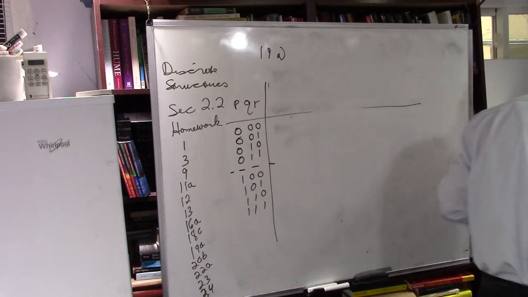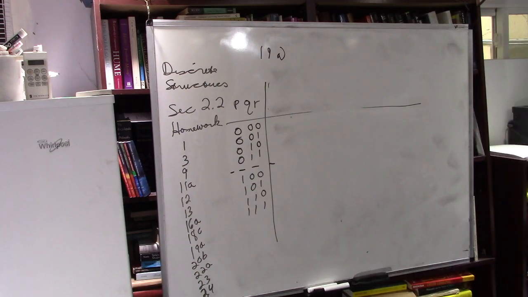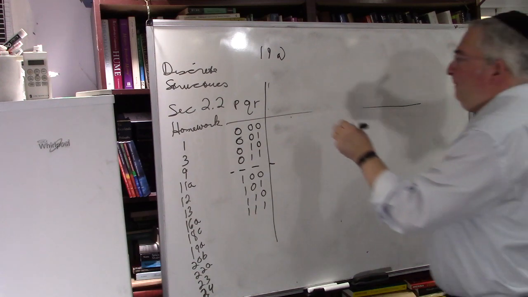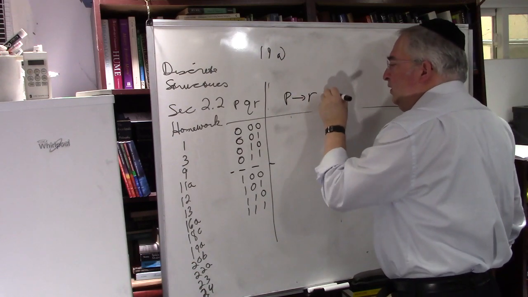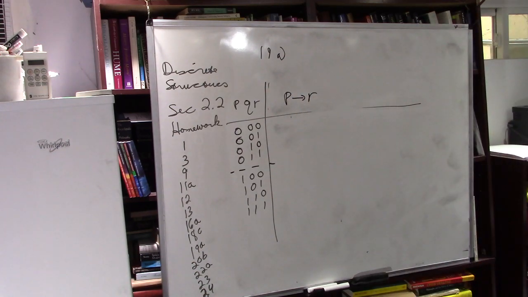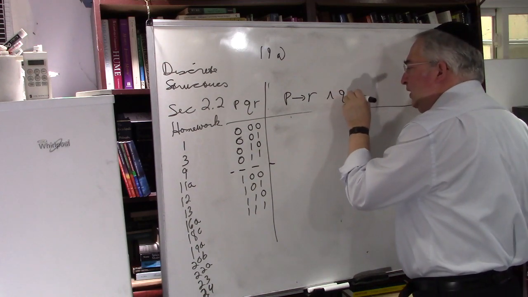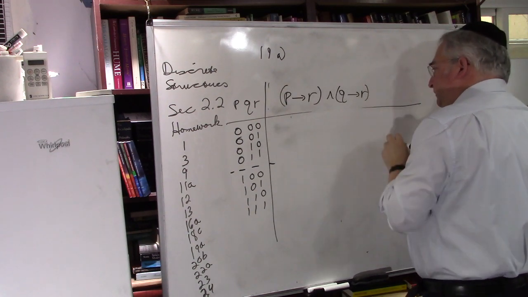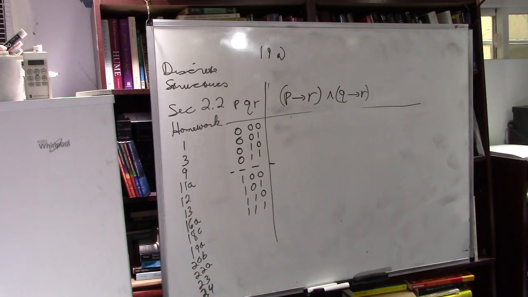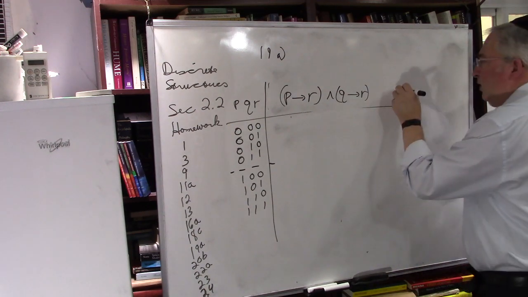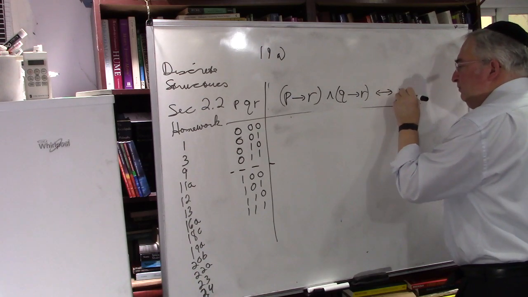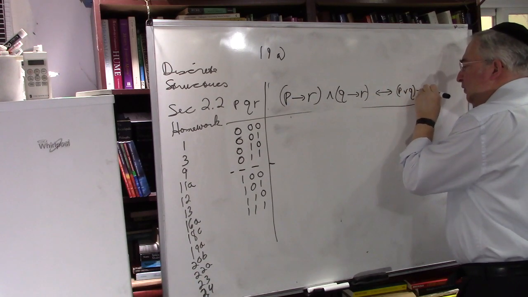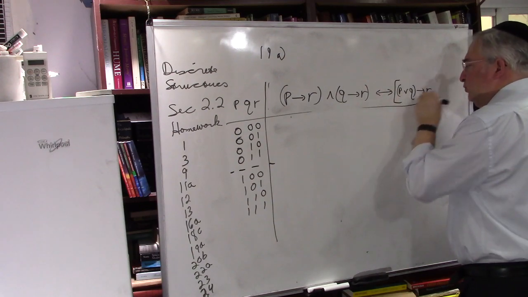Okay, so what's 19a? It says, take the logical formula 12a: P arrow R and Q arrow R is the same as P or Q arrow R. Okay? So this is one.